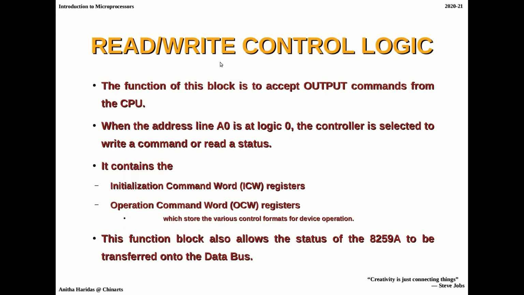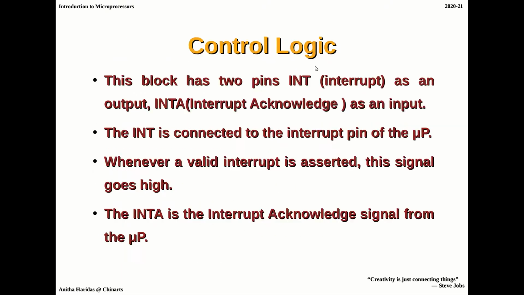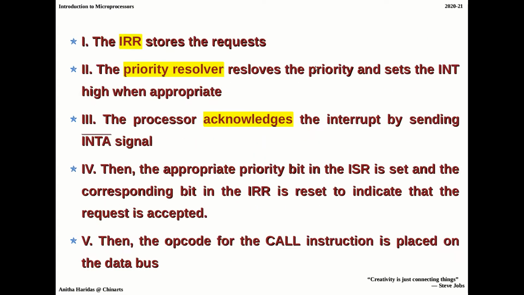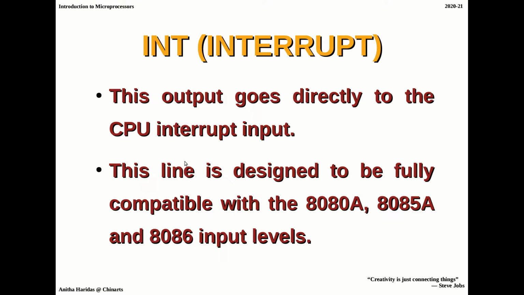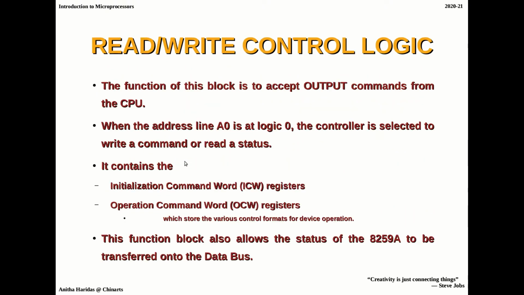Then we have the read-write control logic. What is read-write control logic? This is the read-write control logic here. You have the read line, write line, and you have the A0 line, and you have the chip select line. So these are the different lines connected to the read-write logic. Now what is the role of read-write logic?